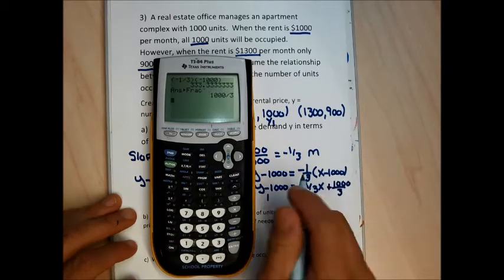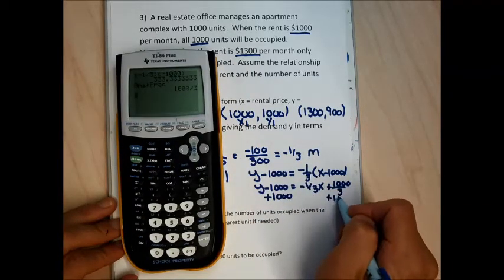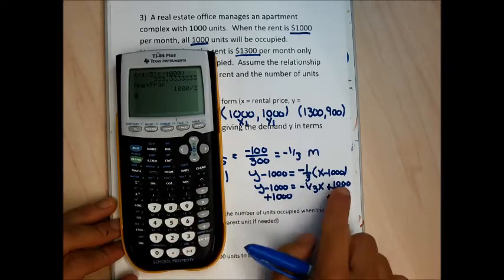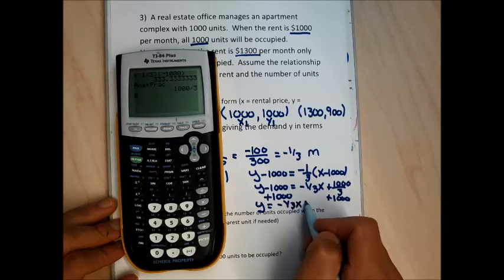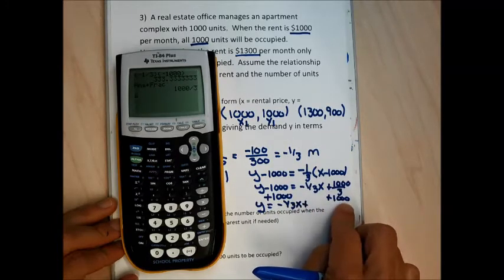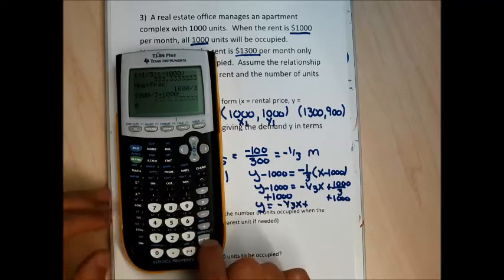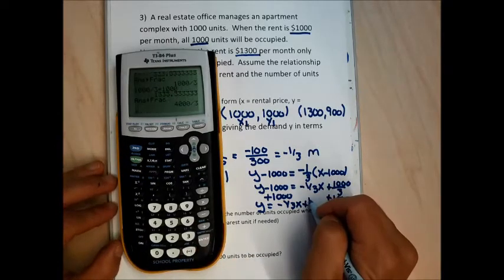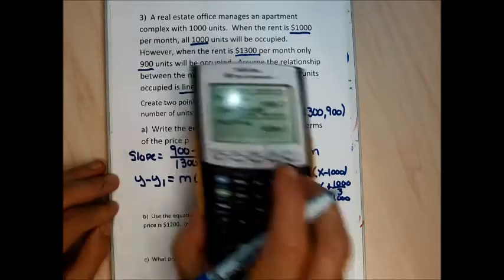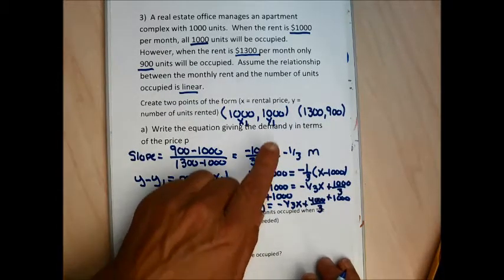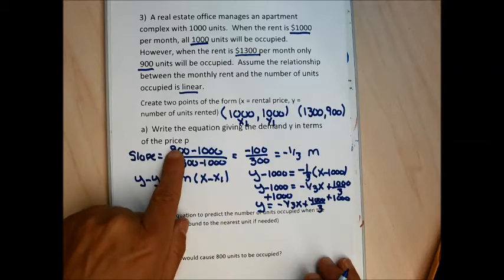Now I'm going to add 1,000 to both sides to get the y isolated. I'm going to do that all in my calculator. So I'm going to get y equals minus 1/3 x plus whatever 1,000 over 3 plus 1,000 is. So I'm going to go 1,000 over 3 plus 1,000, and then math, enter, enter, so it's plus 4,000 over 3. I was kind of hinted that the demand could stay y. The number of units rented is the demand. It can stay y. But the x's, which represent the price, should turn into a p.